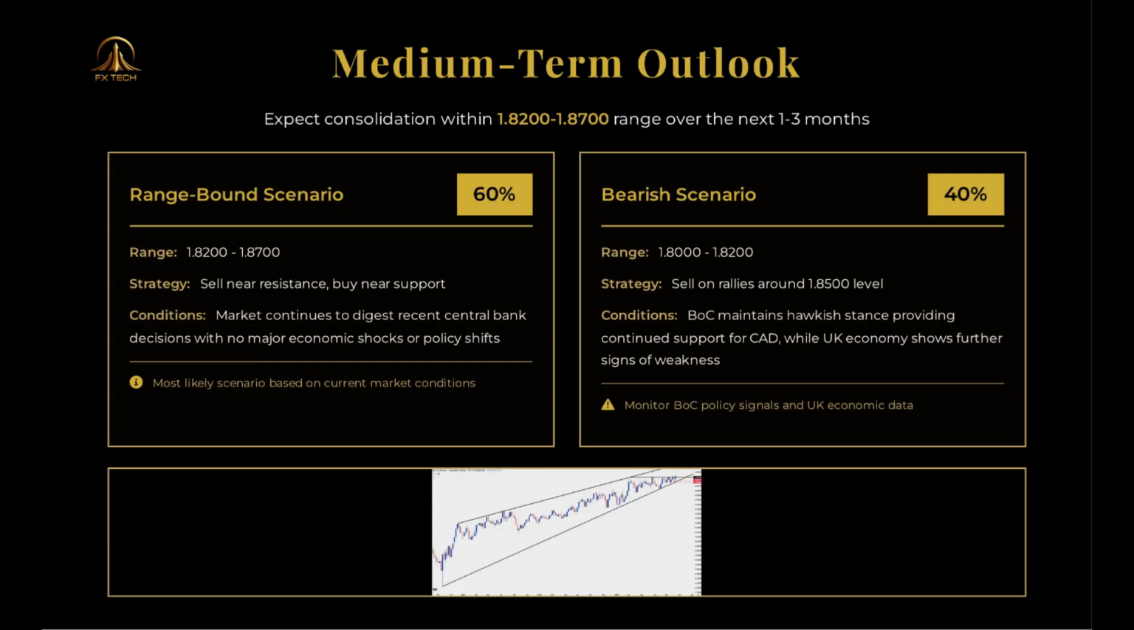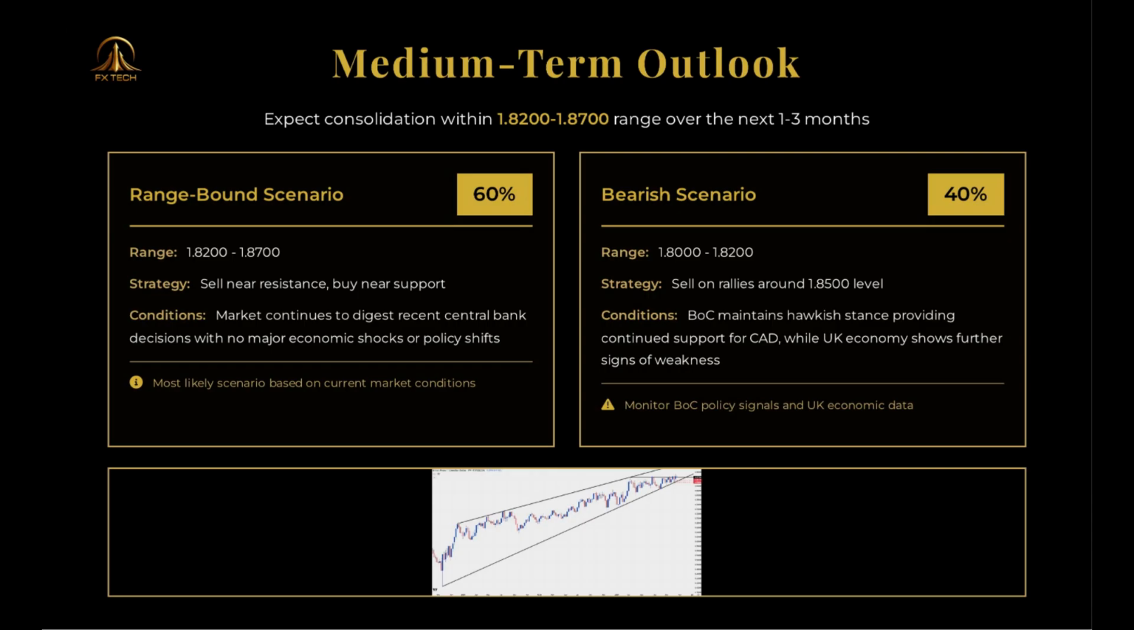Looking at the medium-term outlook over the next 1 to 3 months, we expect GBPCAD to consolidate within a range of 1.8200 to 1.8700. There are 2 primary scenarios to consider. The range-bound scenario has a 60% probability. In this scenario, the pair continues to trade within the 1.8200 to 1.8700 range as the market digests recent central bank decisions without major economic shocks or policy shifts.